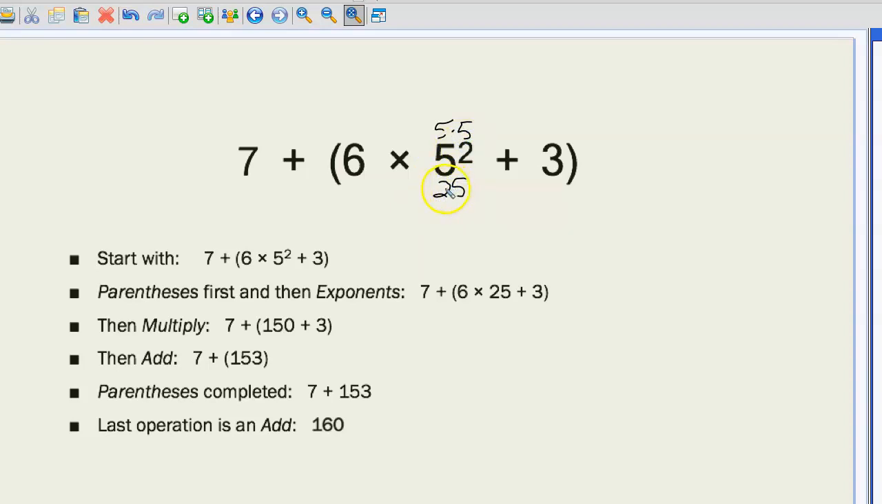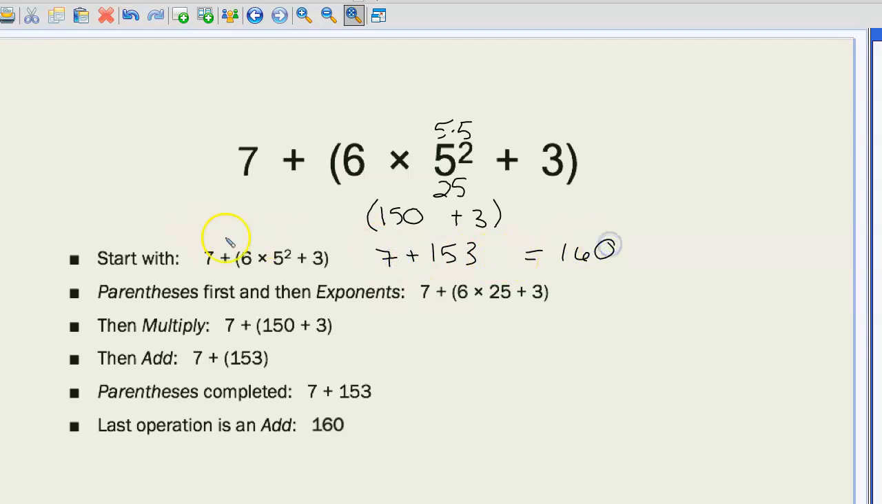So now that I've taken care of my exponent, I'm going to now do my multiplication. So 6 times 25. What is 6 times 25? Well, that is, let's see, 6 times 25 is 150. My brain froze for a minute. So now I have 150 plus 3. And then I'm going to worry about what's inside my parentheses. So then that becomes 153. And then I'm going to bring down my 7 and my plus, and I will have 160.